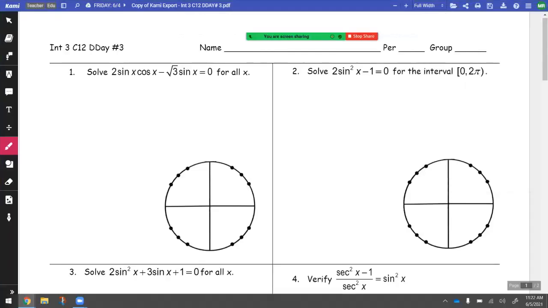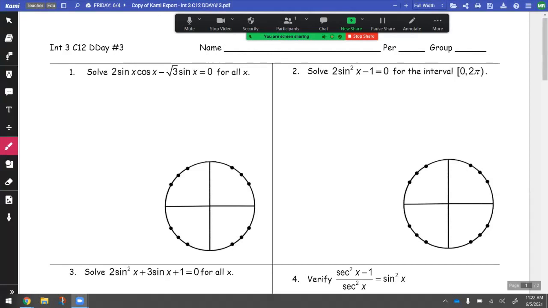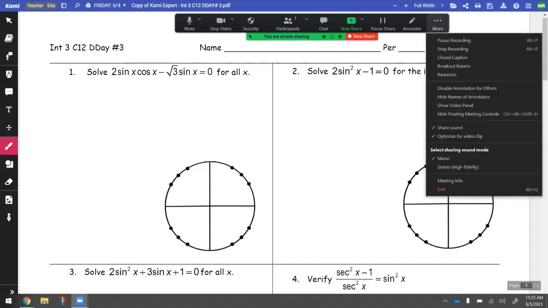So this video is on chapter 12, D-Day number 3. For this, on the first one, what we want to do is try to get it so that maybe we can factor this. We always want to set it equal to 0 if you're going to factor, and then see if we can factor and set those factors to 0.